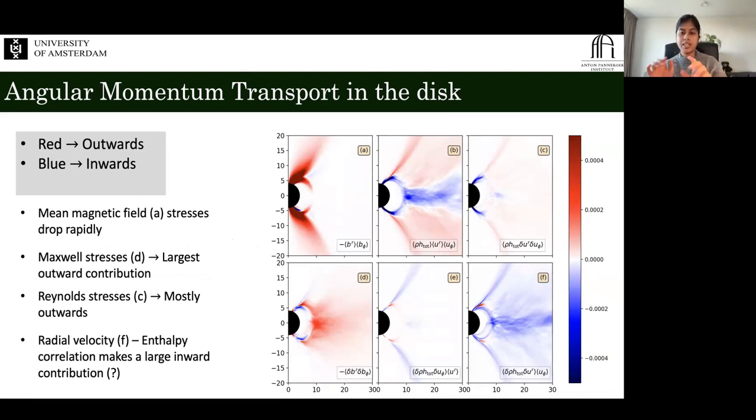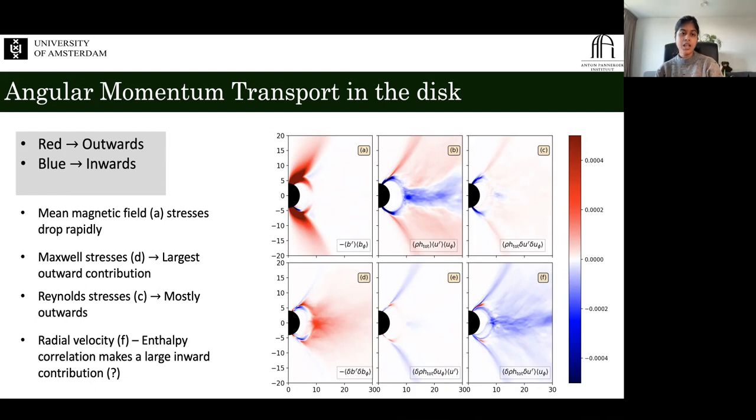total angular momentum looks like in a 2D space in the disk. So here, red means you're transporting angular momentum outwards, and blue means you're transporting angular momentum inwards. Panel A is showing you the angular momentum transport due to mean magnetic fields, which means due to large-scale magnetic fields. So you have a really high outward angular momentum transport in the jet, and then you have almost none in the disk.